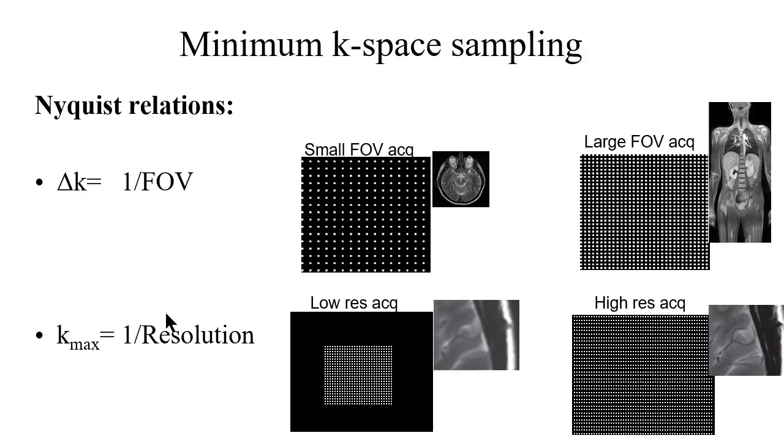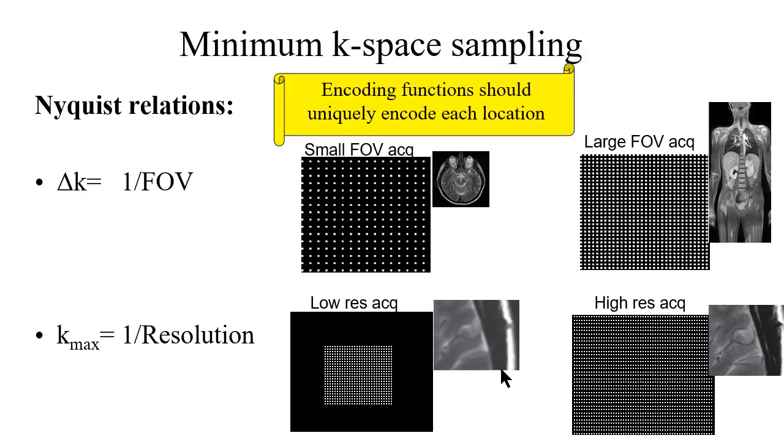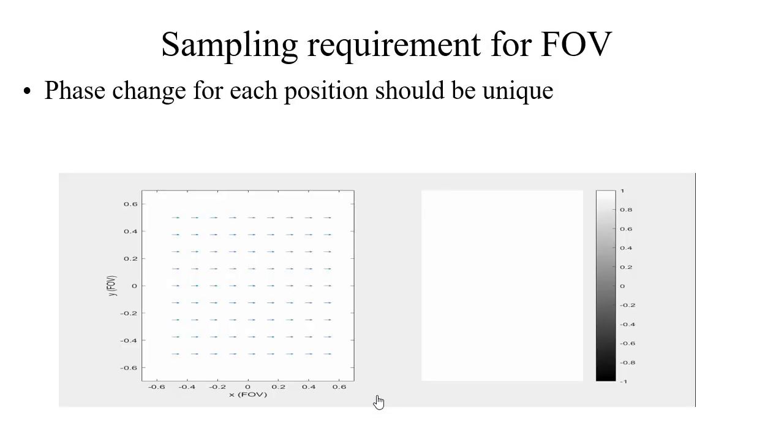And also relations between the extent of sampling in K-space and the resolution. So for a low-res acquisition, maybe you just have to go out this far in K-space, but for higher res, you'll need to go further out in K-space. But what I wanted to convey today is that really these all boil down to one thing, which is the encoding functions need to uniquely encode each location. So let's try and make that a little bit more tangible.